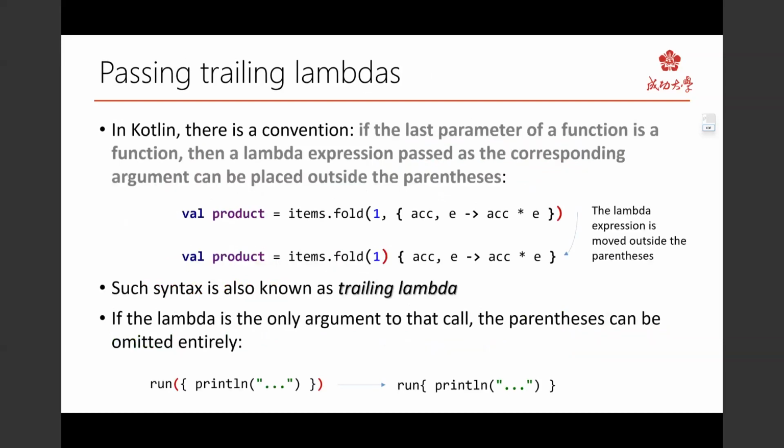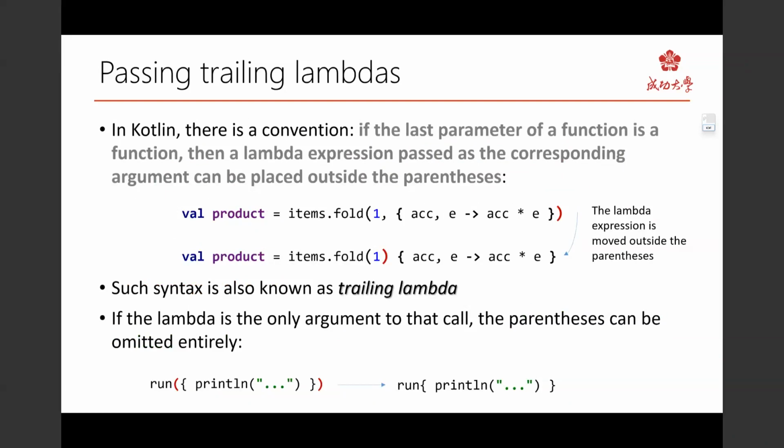Okay, now before introducing anonymous function, this is something we call trailing lambdas. So in Kotlin, there's a convention. That is, if the last parameter of a function is a lambda expression, then we can move the lambda expression outside the parentheses, okay?